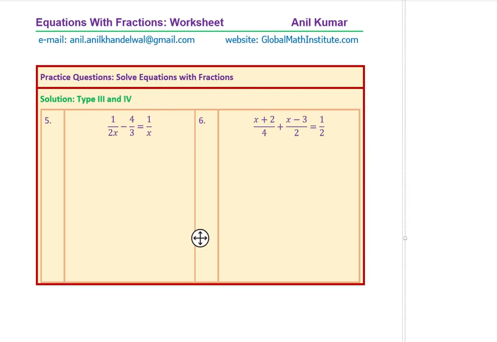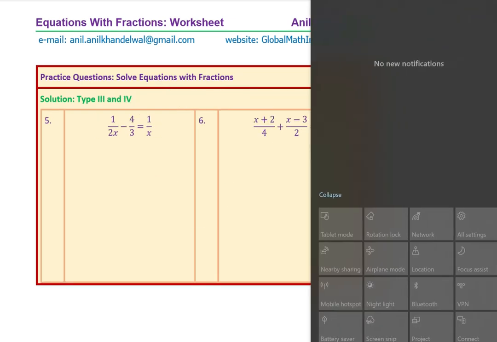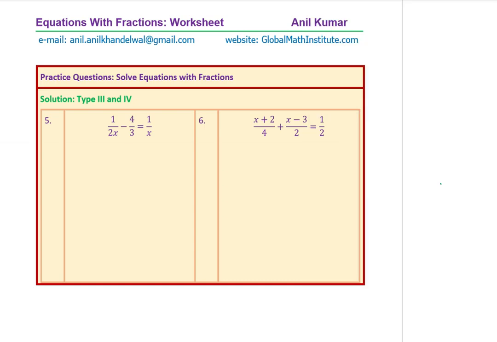Now here is the solution to some of our questions of type 3 and type 4. So what you have to do is find the lowest common denominator. In this case, what is the lowest common denominator? Well, 2x, 3 and x means 2 times 3, 6. 6x is the lowest common denominator. So multiply each term with 6x. So it is 6x times 1 over 2x minus 6x times 4 over 3 equals 2. 6x times 1 over x. Let me write it like this.